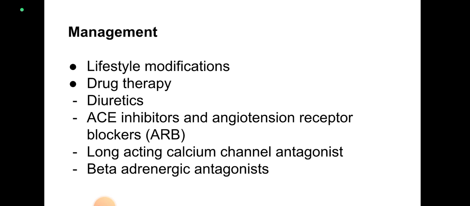Management includes some lifestyle modifications like relief of stress, salt restriction, weight reduction, regular exercise. Drug therapy include diuretics, ACE inhibitors and angiotensin receptor blockers, long-acting calcium channel antagonist and beta-adrenergic antagonist.